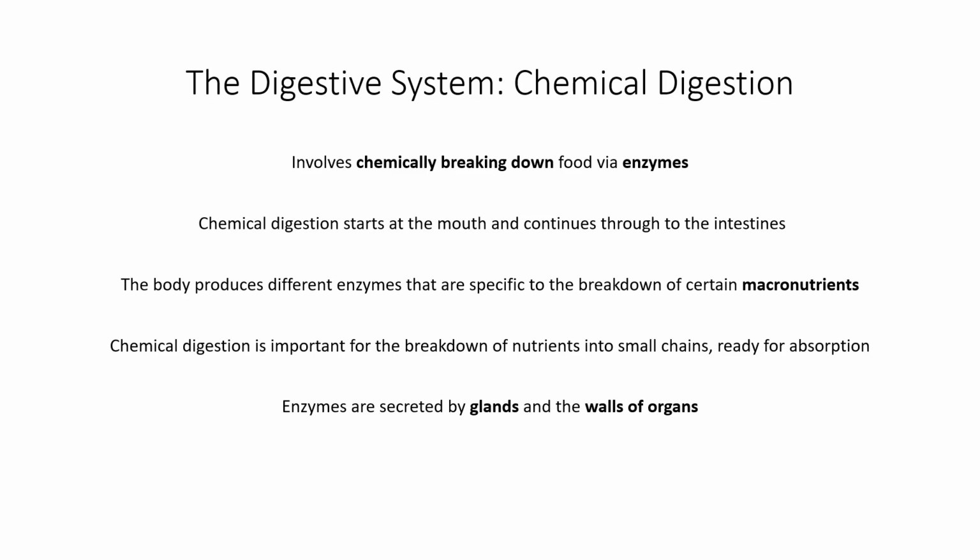Chemical digestion is important for the breakdown of these nutrients into small chains ready for absorption. We will talk about this in the coming slides, but carbohydrates, for example, will be broken down into polysaccharide chains, which helps them to be absorbed into the body. The enzymes themselves are secreted by glands and the walls of organs.